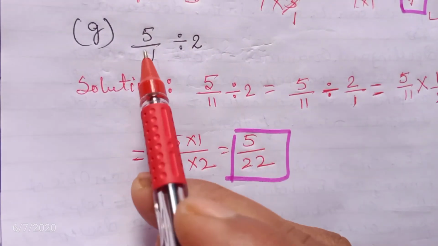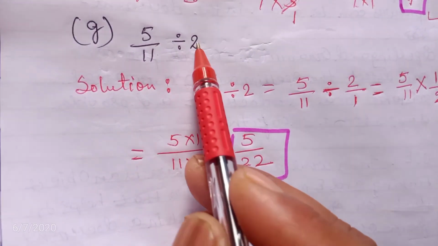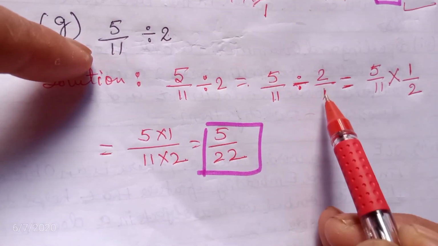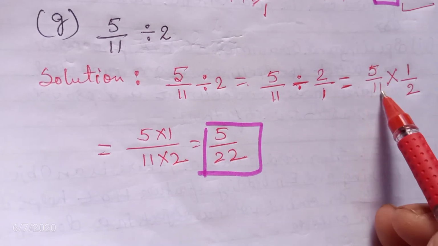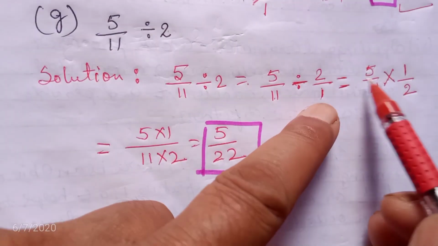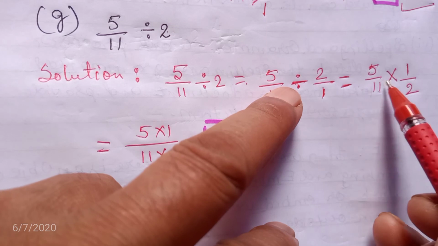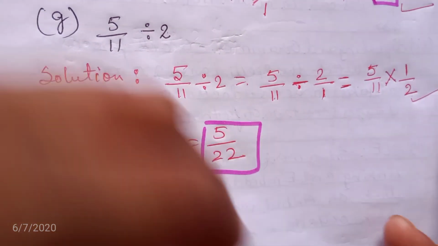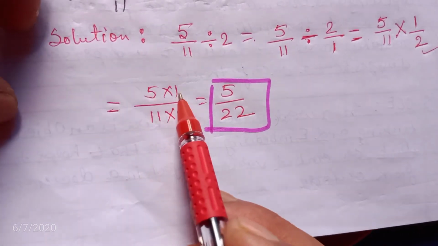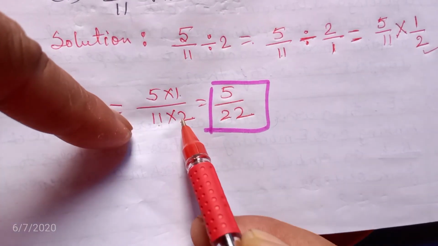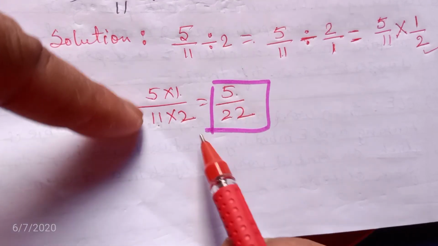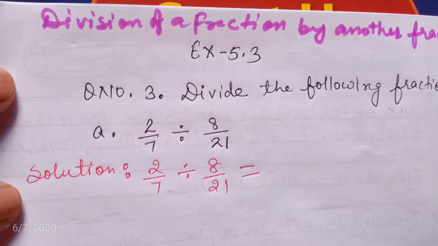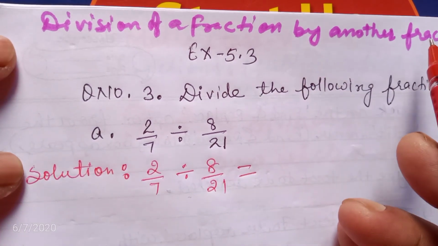See one more question, number G. 5 by 11 divided by 2 equals 5 by 11 divided by 2 by 1 equals 5 by 11 multiplied by 1 by 2. The division sign changes to a multiplication sign, and 2 by 1 changes to 1 by 2, which means reciprocal. Equals 5 into 1 divided by 11 into 2 equals 5 by 22. This is the answer.